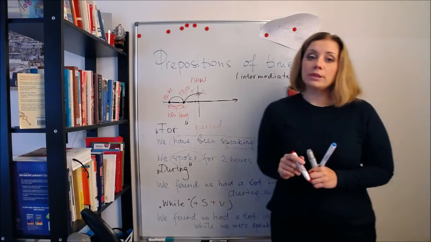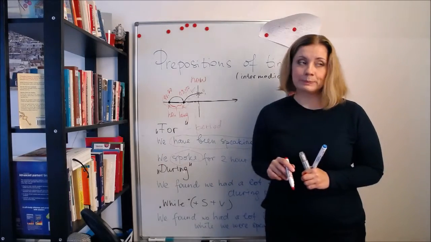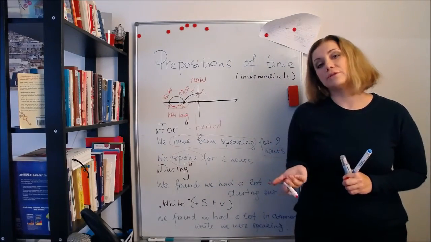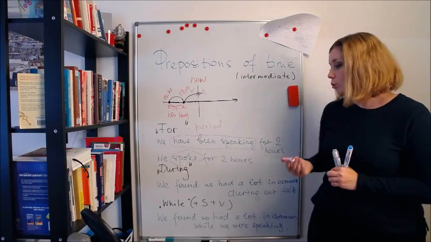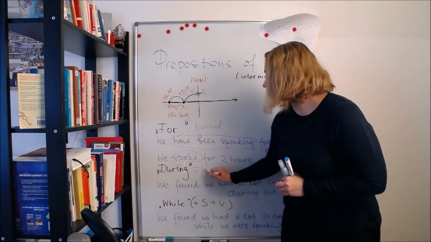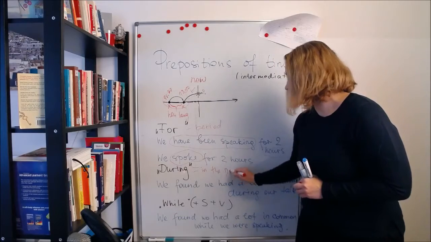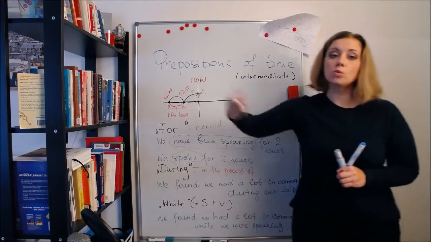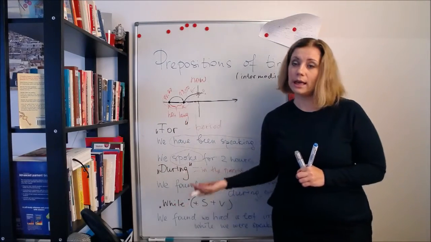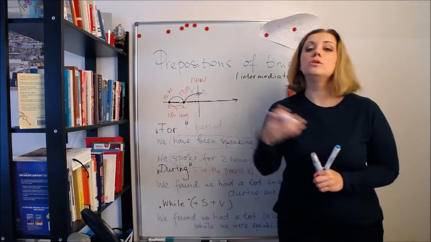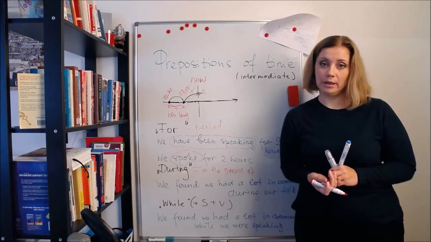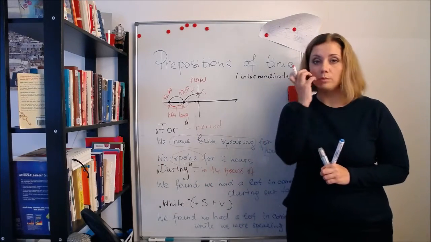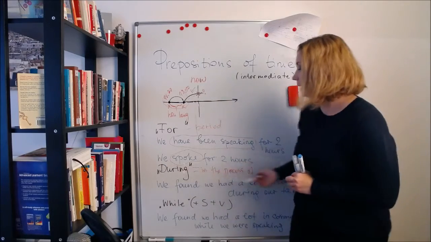A lot of people are trying to use during here. So during does not show the length of it, okay? So during means in the process of something. So it just shows that the action was going on, okay? I met him during my holiday in Spain. So it has nothing to do with the time. It shows the process. So that's why I gave you this example.